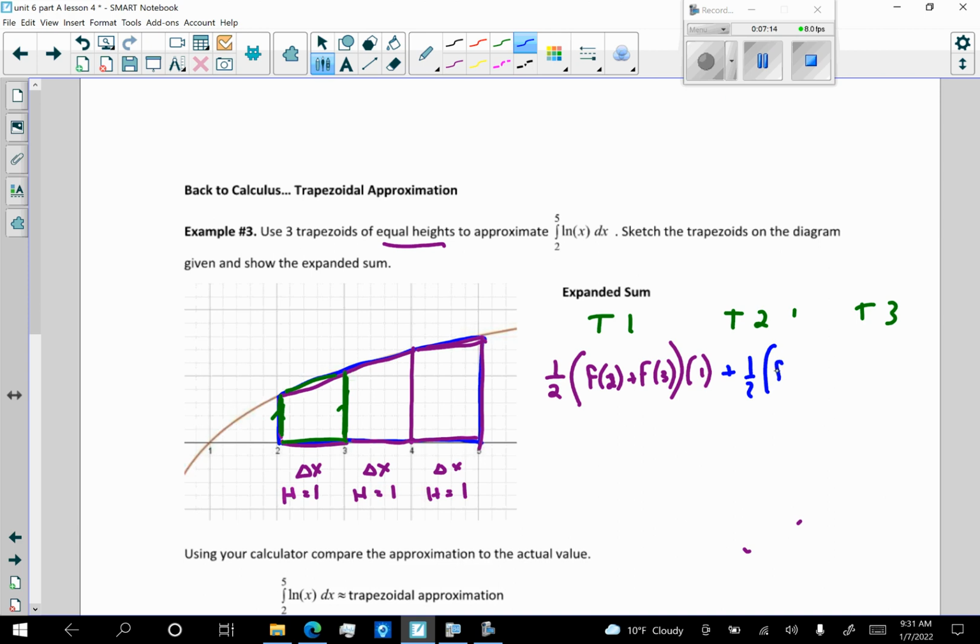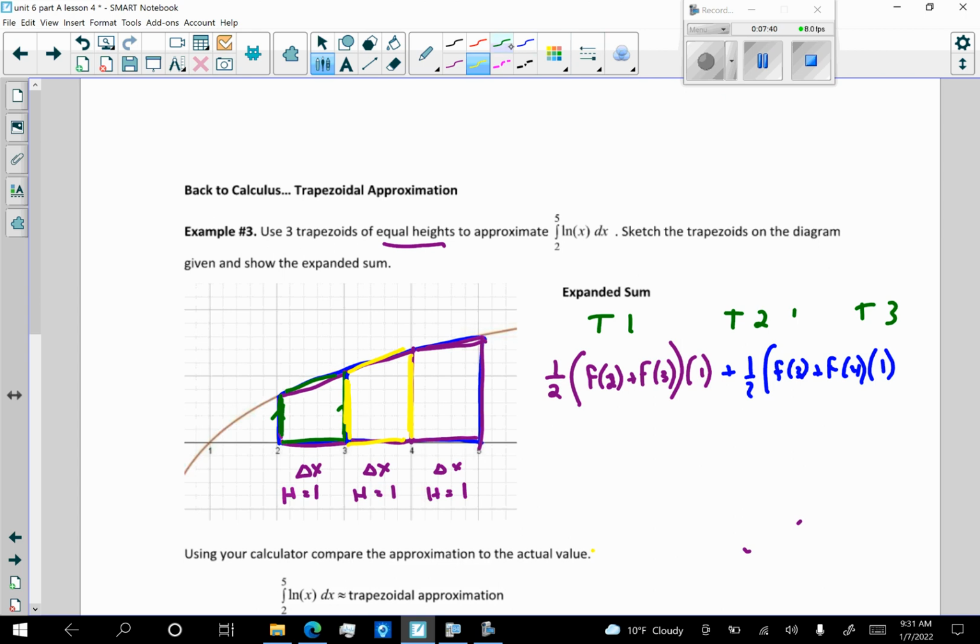And what are the bases this time? f of 3 plus f of 4 times the height, which is 1. So this is your f of 3. Let's use a different color here. This is going to be f of 3. This is going to be f of 4. Those are the bases of trapezoid 2. The height is going to be 1.